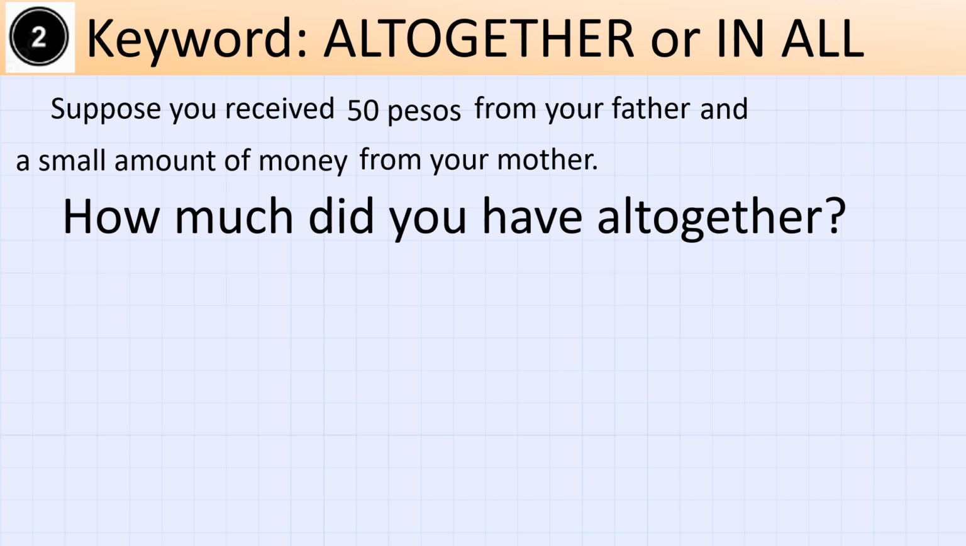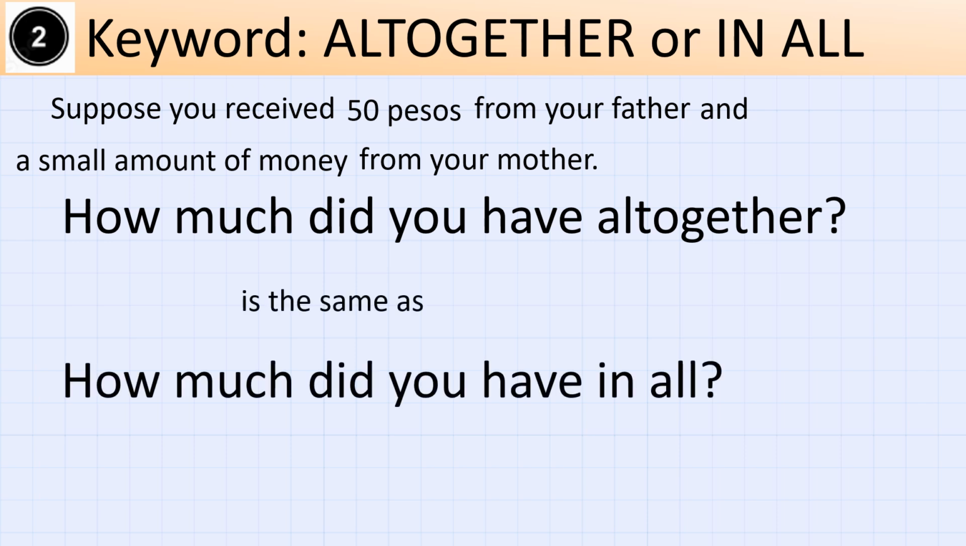Let's go back to the problem. Suppose you received 50 pesos from your father and a small amount of money from your mother. How much did you have altogether? This question can be rephrased to how much did you have in all? So altogether and in all are the same.